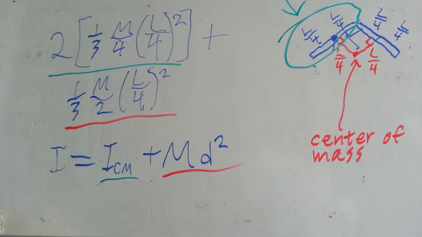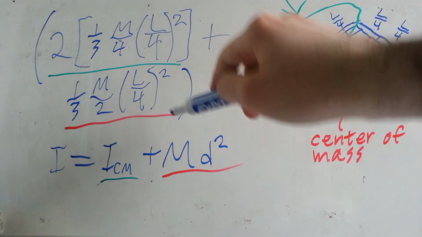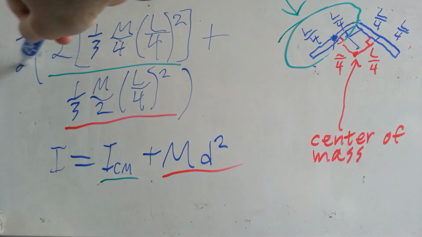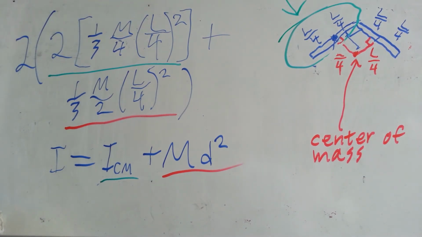Okay, but that's only for half of it. So guess what we do now? Multiply the whole darn thing by 2.